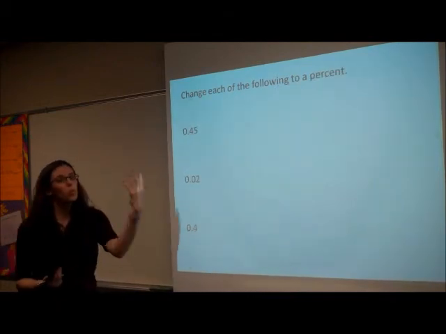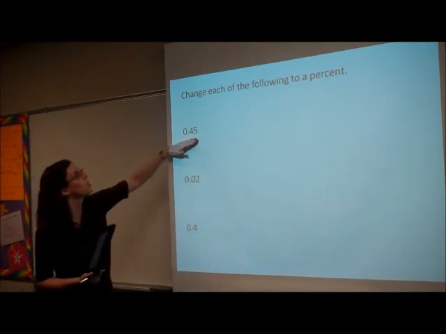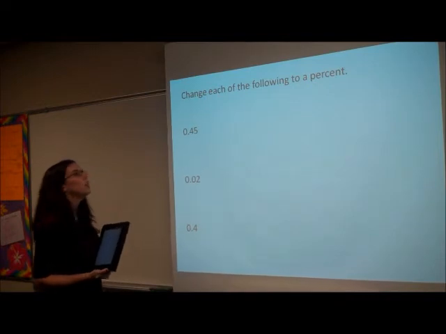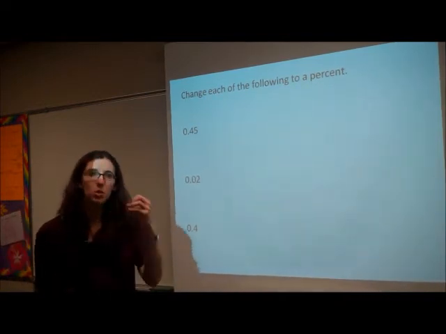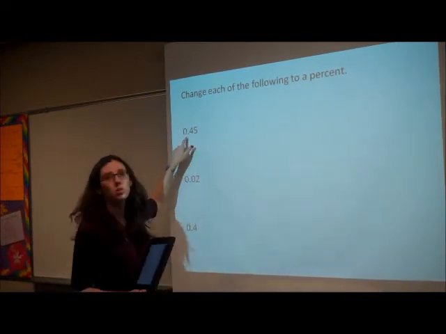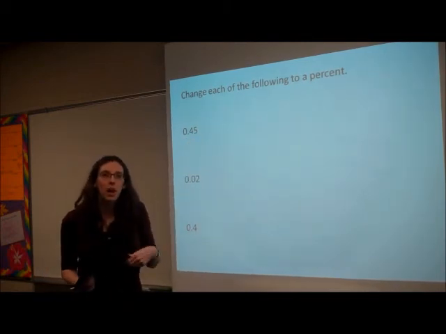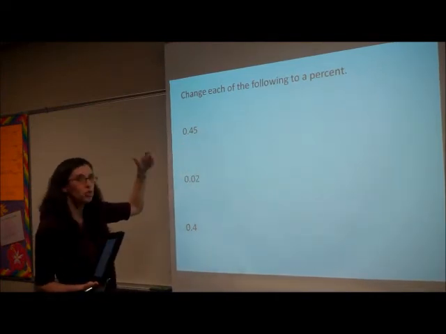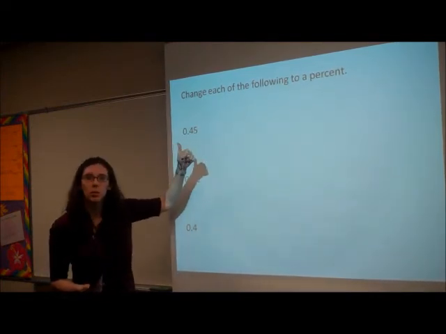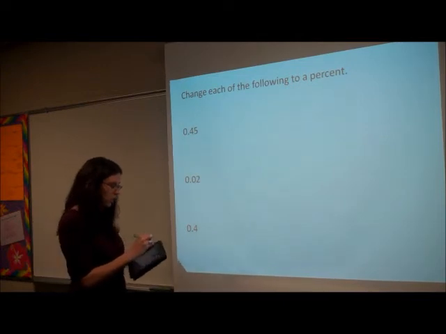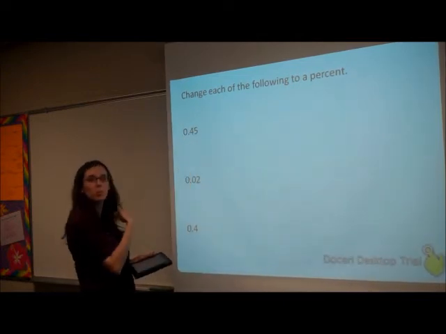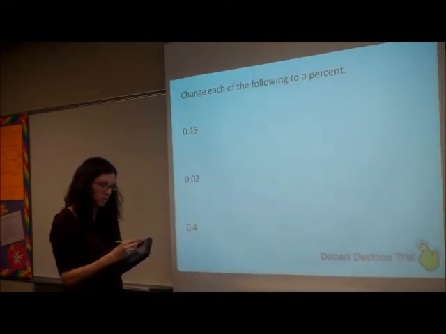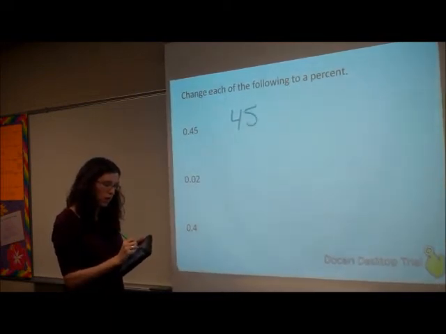Now we want our answers to be percents. We're starting out with the decimal 45 hundredths. When we're going from a decimal to a percent, we want to multiply by 100. Multiplying by 100 just moves your decimal 2 places to the right. So you can use your calculator and put 0.45 and multiply by 100. Or you can say, I'm going to move my decimal 2 places to the right, so it will end up being 45%.